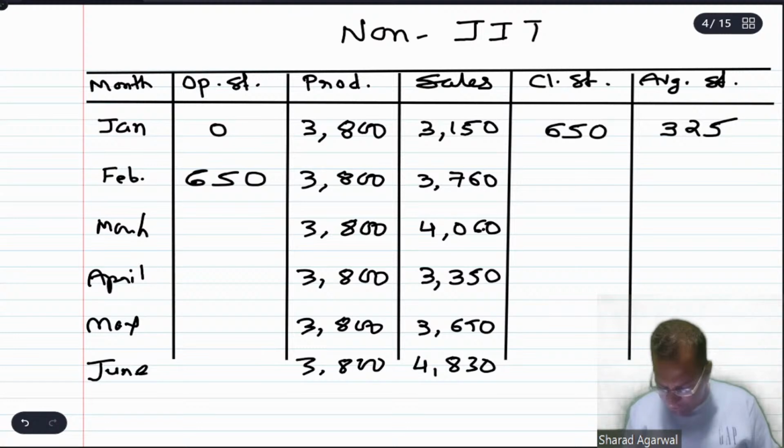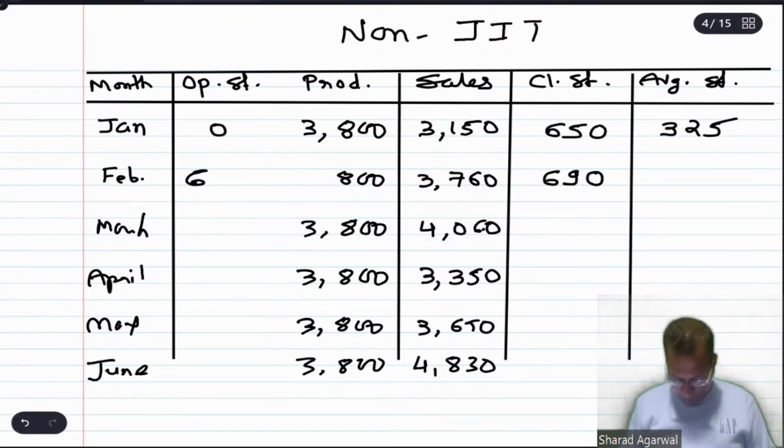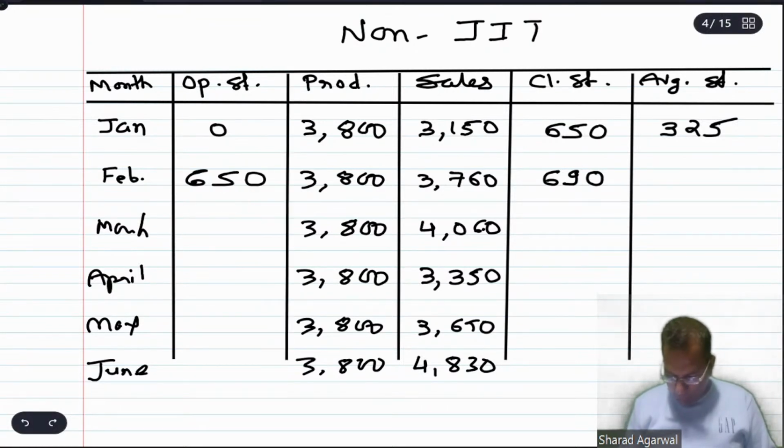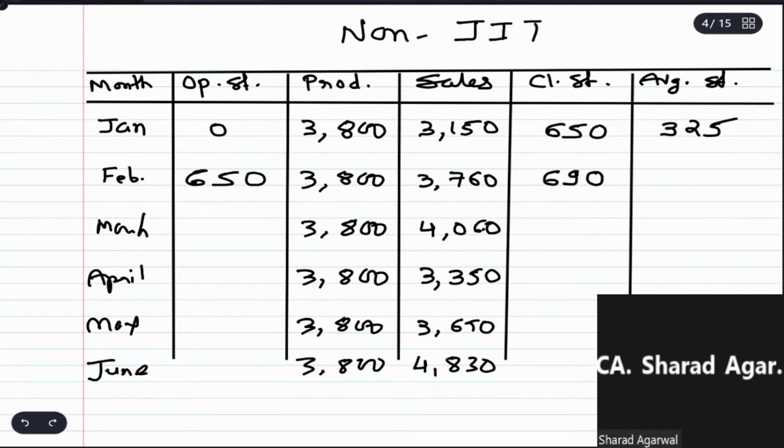अब पूरा मुझे आप ऐसे निकाल के बताइए, ये आ गया आपका 650 क्लोजिंग स्टॉक, 650 plus 3800, this is goods available for sale, minus 3760, you will get the closing stock of February. इसी प्रकार से मुझे पूरा कंटिन्यू करके बताइए और हर मंथ का मुझे आप क्लोजिंग स्टॉक निकाल के दीजिए. I am giving you 4 to 5 minutes to complete the same beta, है ना? आपको ये पूरा कंप्लीट करना है. हर मंथ का मुझे आप एवरेज स्टॉक बताइए, एवरेज स्टॉक कितना आ रहा है.